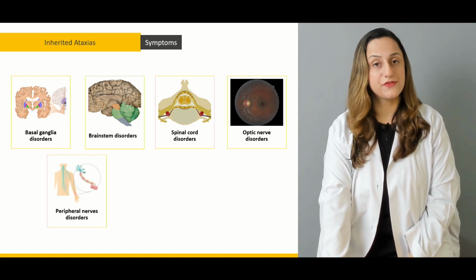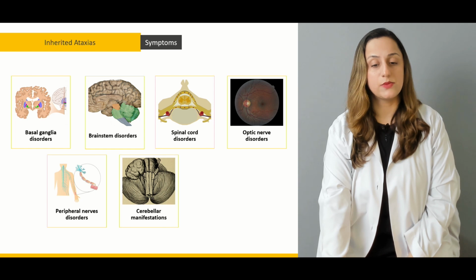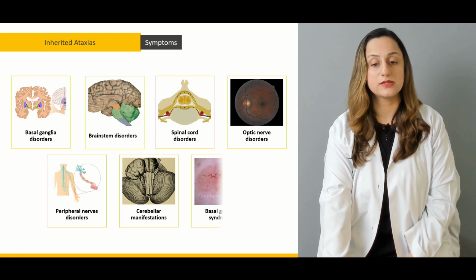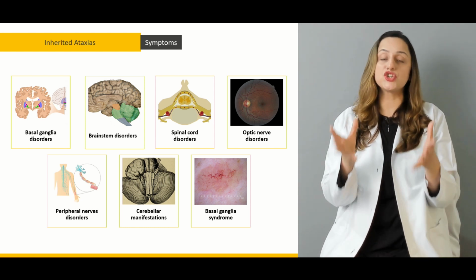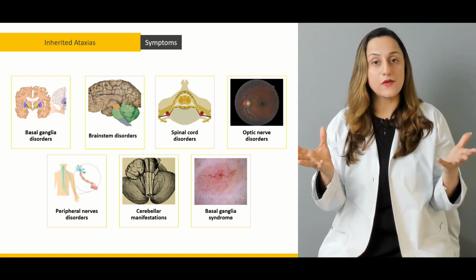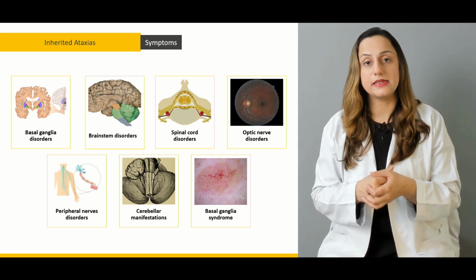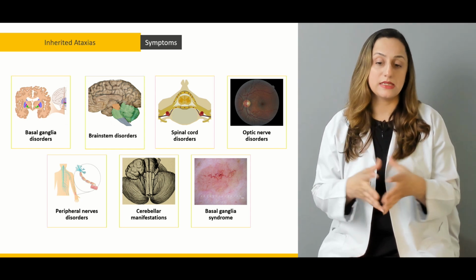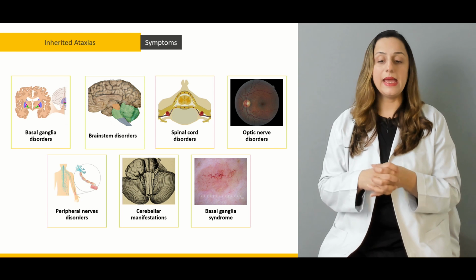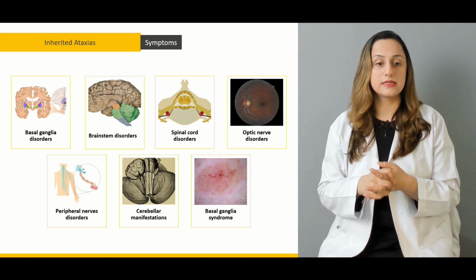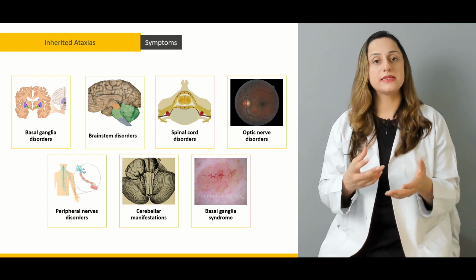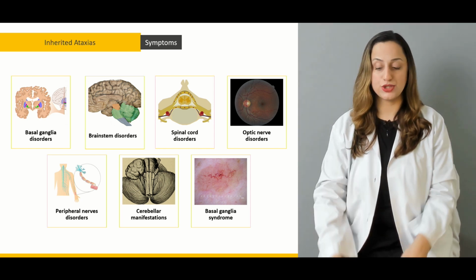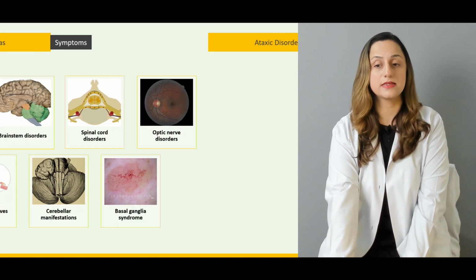And then we have the peripheral nerve disorders, and then we have the cerebellar manifestations that are quite importantly seen over here, manifested in gait, speech, movements of the eye that can basically be seen that they're affected in such conditions. Then we have the basal ganglia syndrome. This is because whenever the basal ganglia are involved, that is basically going to manifest in these conditions of the inherited ataxias particularly.